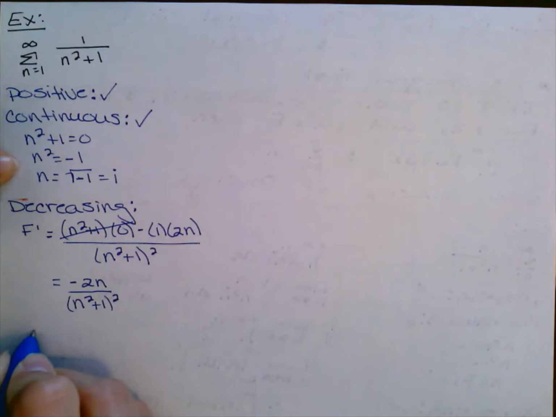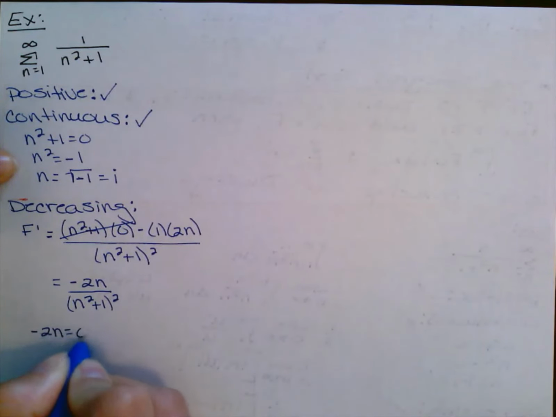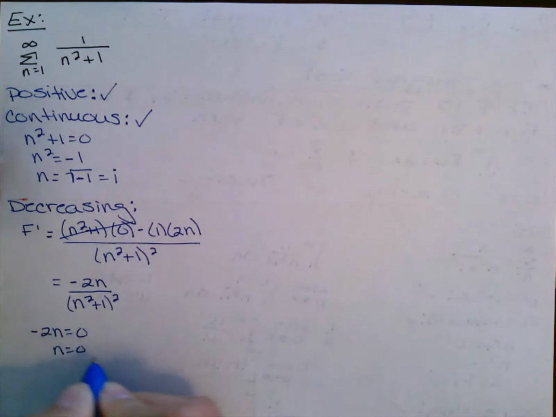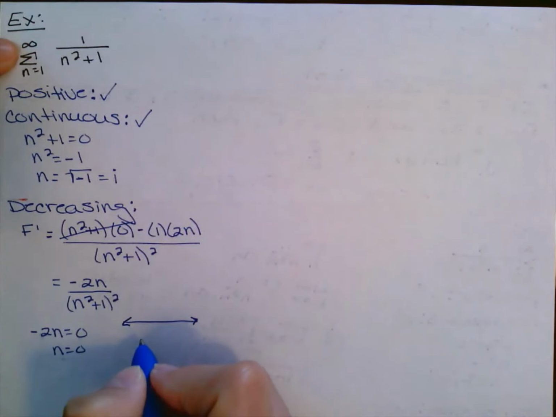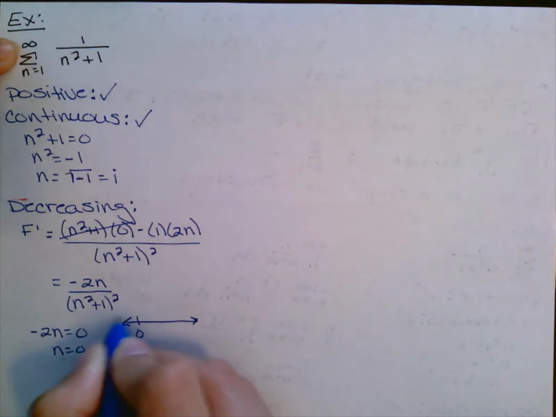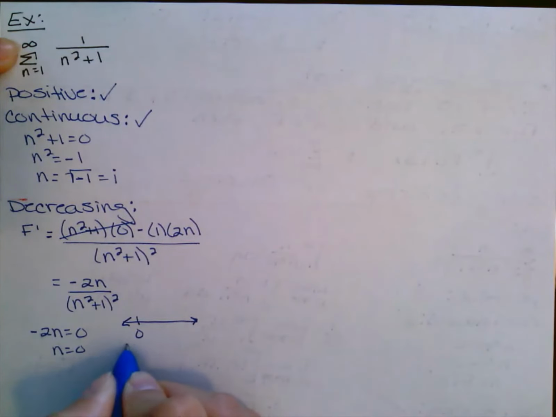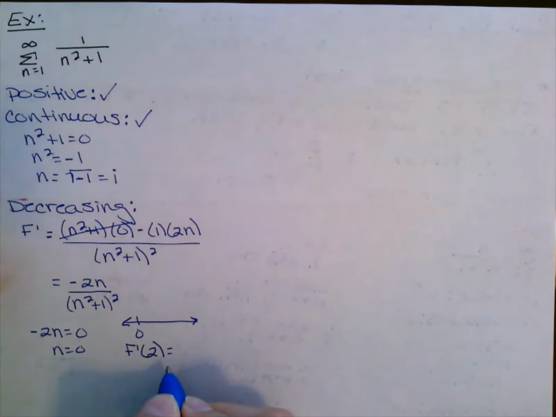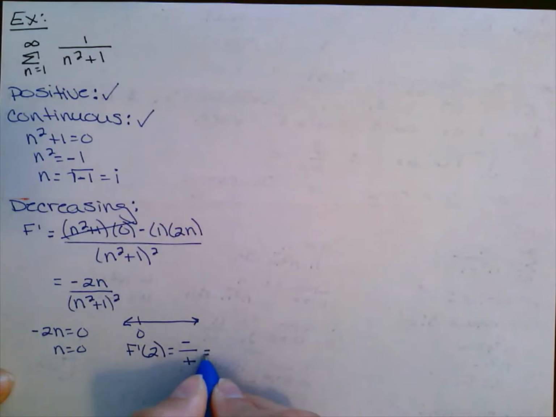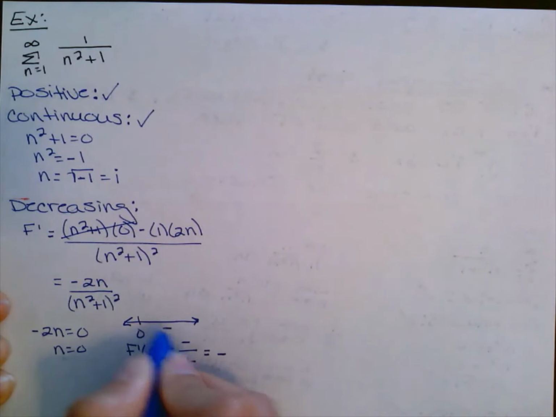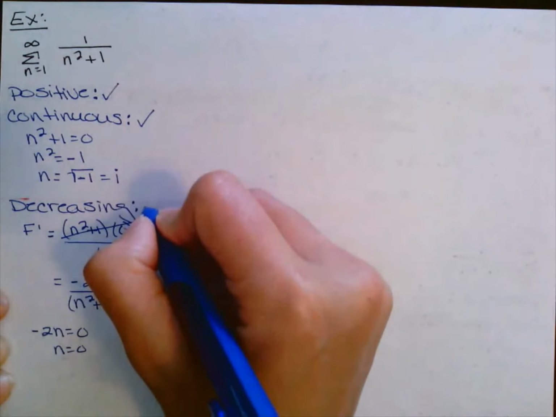Now, I'm going to set my numerator equal to 0. And I get 0, which means if I only care about numbers from 1 to infinity, I'm going to put my 0 over here because I don't have to check that left side. But I'm going to check a number to the right of it. So f prime of 2, if I plug that into my derivative, I know that my denominator, because it's squared, will always be positive. And then 2 times a negative 2 is going to give me a negative 4. So negative over positive is negative. That means this is, in fact, decreasing.